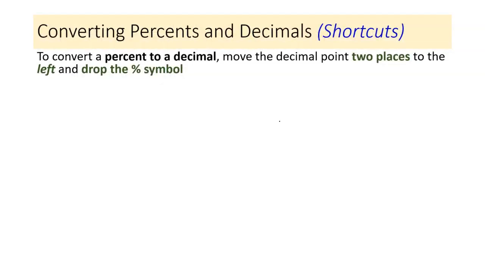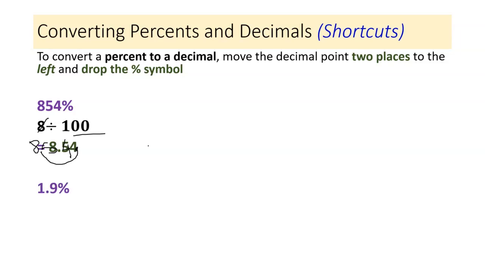Let's convert percents and decimals using a shortcut method. To convert a percent into a decimal, you move the decimal point 2 places to the left and drop the percent symbol. Percents are always out of 100. 854%, meaning 854 divided by 100. So this should be 854 divided by 100. And now the decimal is right here. We're moving 2 places to the left. That's going to make 8.54.